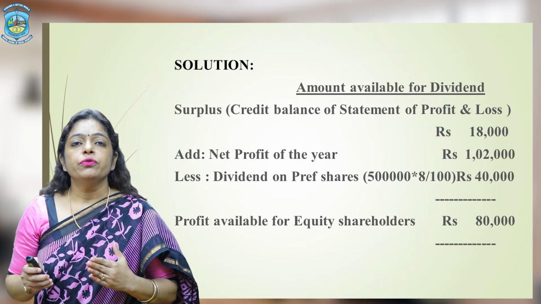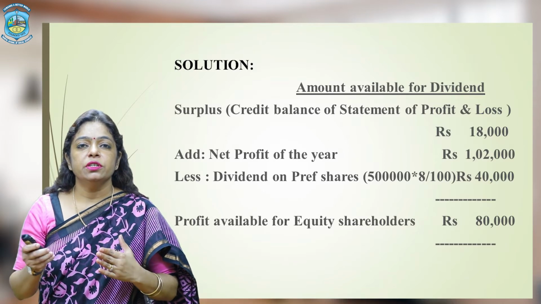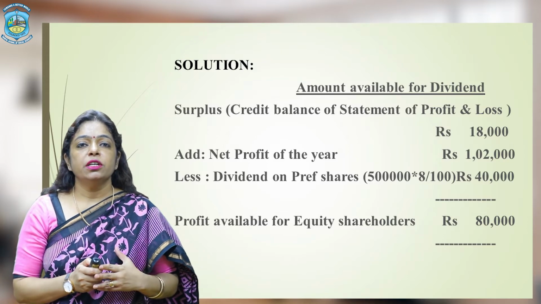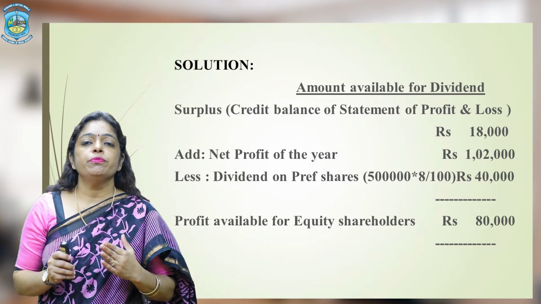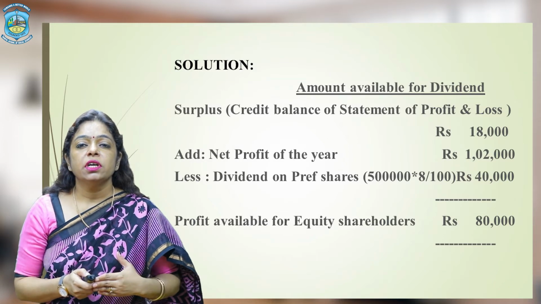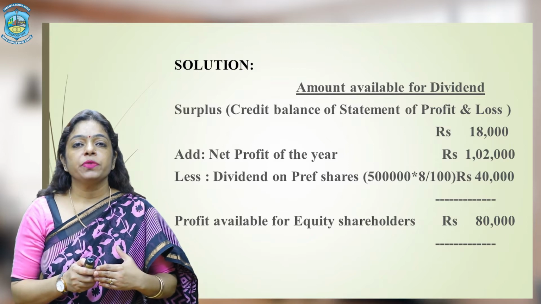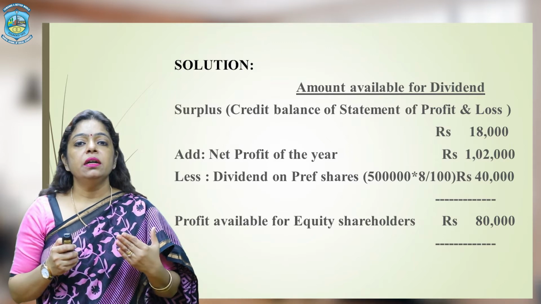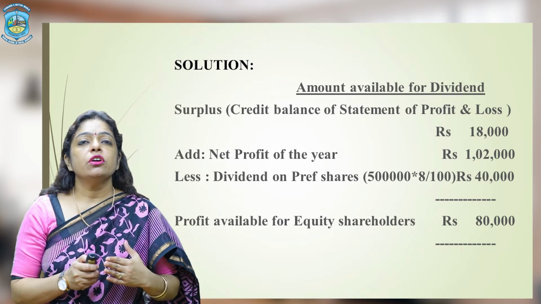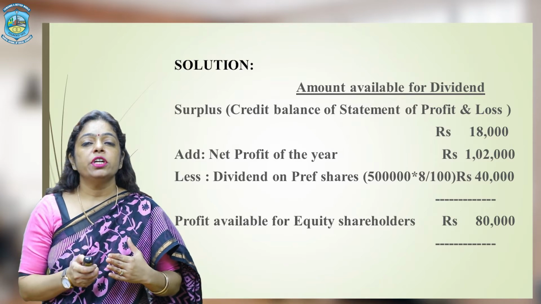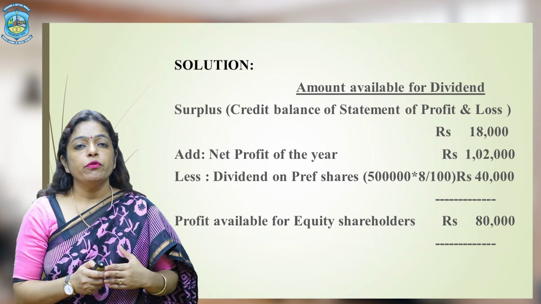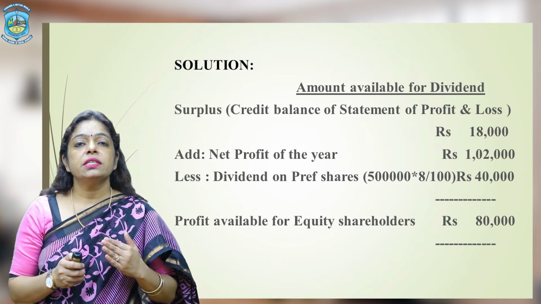Amount available to the shareholders as dividend. First, we will take the surplus. Surplus as given in the balance sheet, that is credit balance of statement of P&L, rupees 18,000. To that we add the net profit, that is 1,02,000. From that we deduct the dividend of preference shares, that is 5 lakhs at the rate of 8%, that is 40,000. And the total amount or the profit which is available for equity shareholders is 80,000.